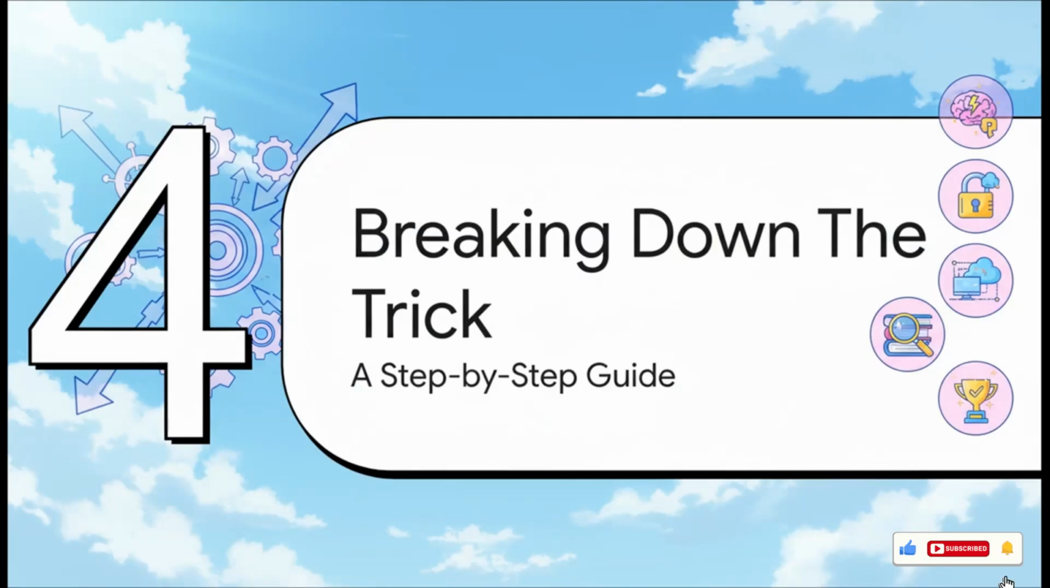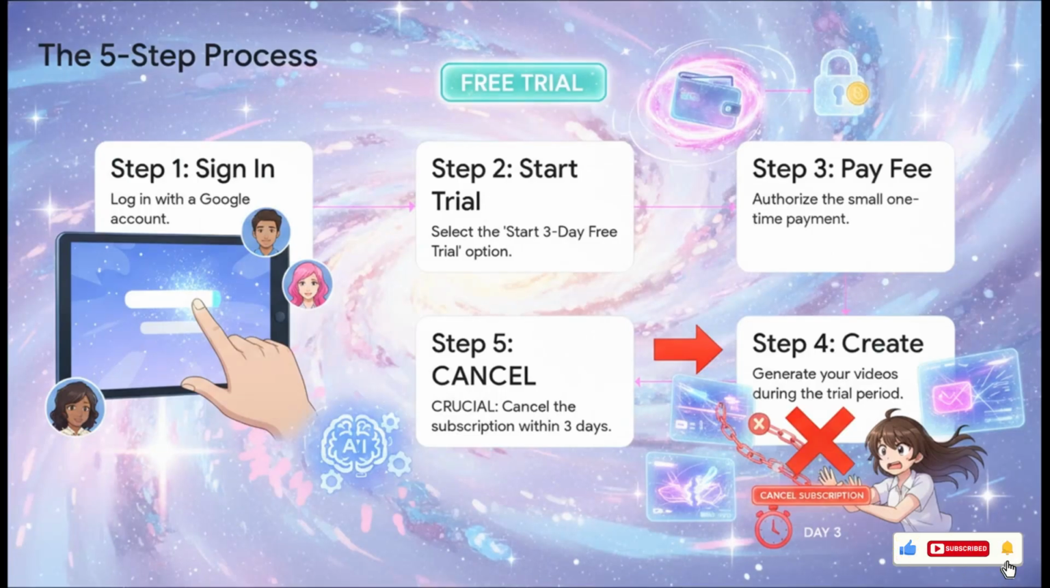Okay, let's get into the nitty-gritty. How does this workaround actually work? The source breaks it down into 5 very clear, very specific steps. Let's walk through them. So here's the game plan. First, you sign in. Then you start the trial. You'll have to authorize a tiny, tiny charge just to link your card. After that, you're free to create whatever you want. But, and listen up because this is the most important part of the whole process, step 5 is absolutely crucial. You must cancel that subscription before the trial ends. If you don't, you're going to get charged.